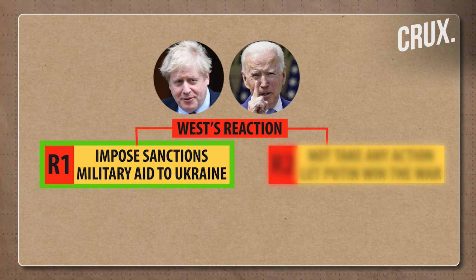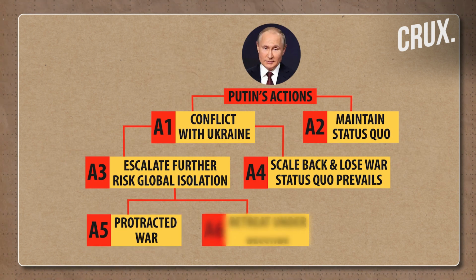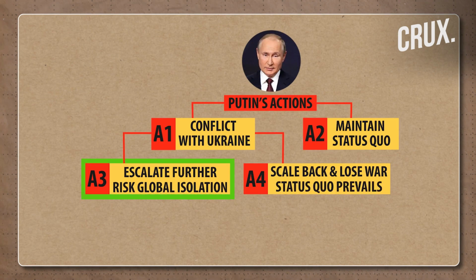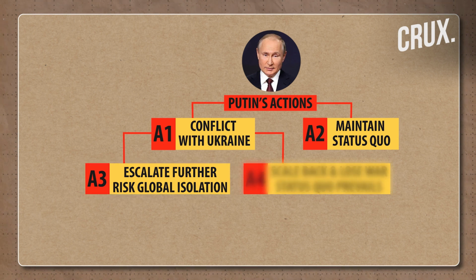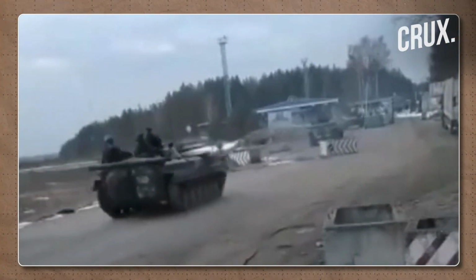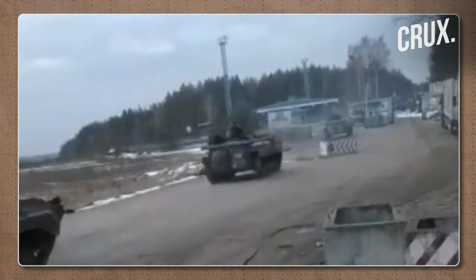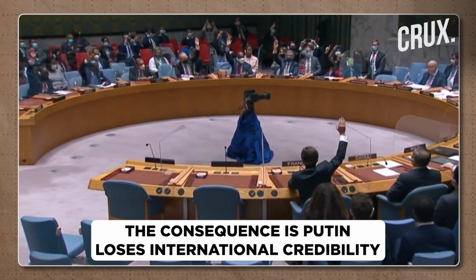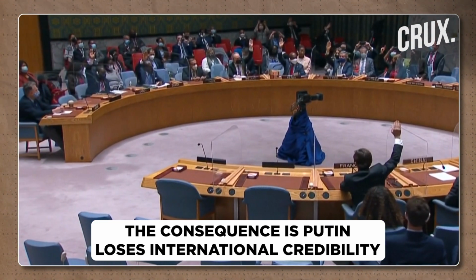But on the ground, as far as the military operation is concerned, Putin simply has no choice but to choose A5 and ensure that he goes all the way till there is a military victory. Now, how does Putin respond to this? He chooses A3, which is to escalate further, send in more heavy weaponry, ensure that the war goes on for weeks and months. Now, the consequence of all of this is that Putin loses international credibility, Russia loses its standing.